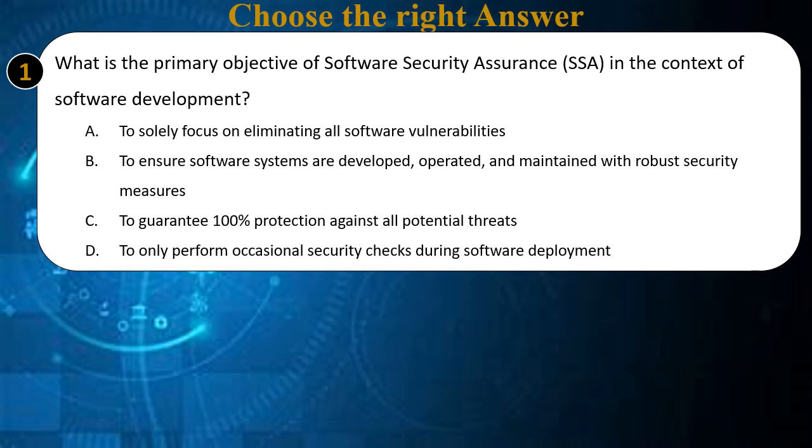Question number 1. What is the primary objective of software security assurance, SSA, in the context of software development? A. To solely focus on eliminating all software vulnerabilities. B. To ensure software systems are developed, operated, and maintained with robust security measures. C. To guarantee 100% protection against all potential threats. D. To only perform occasional security checks during software deployment.